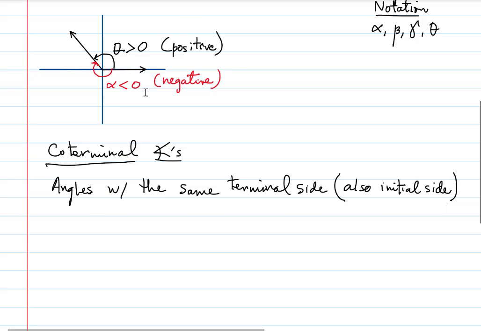which makes one positive and the other one negative, but they're still coterminal because they both have the same terminal side. So we're going to see some examples here.